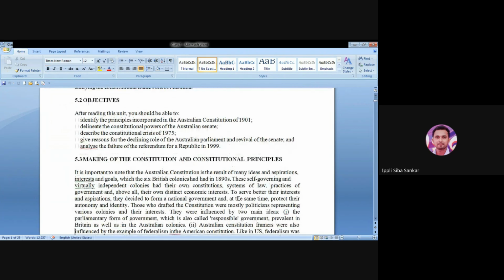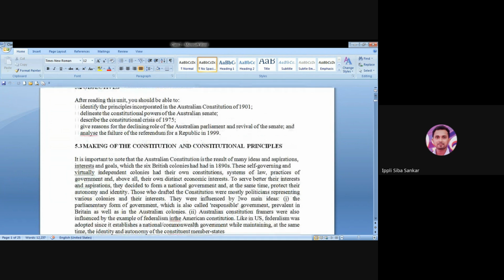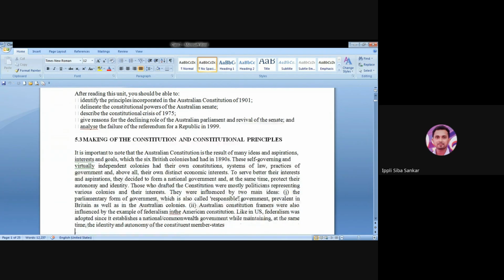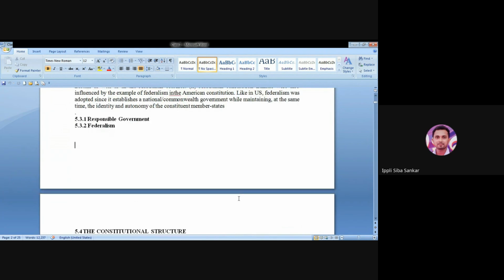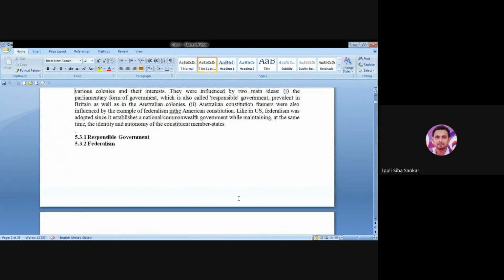Objectives. Identify the principles incorporated in the Australian Constitution of 1901, the constitutional power of the Australian Senate. What are the powers of the Australian Senate? We will study it. The constitutional crisis, the decline of the role of the Australian Parliament and revival of the Senate, and the failure of the referendum and Republican movement in 1999. We will discuss it.